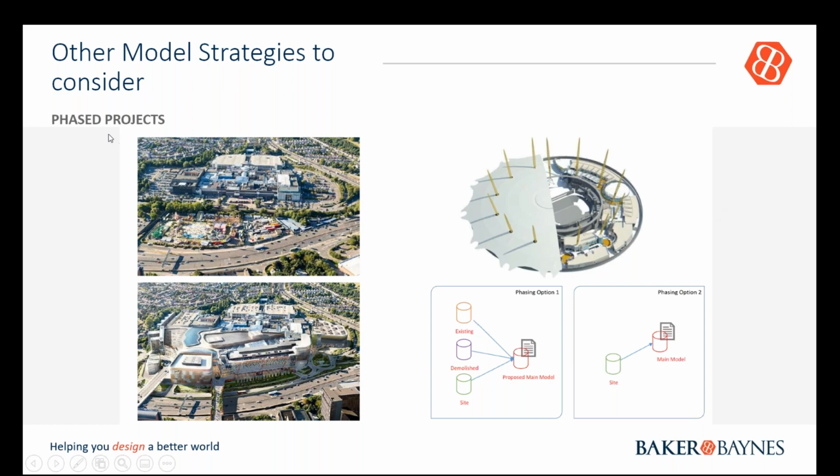The other one here is phased projects. If you're familiar with project phasing in Revit, this is another method that you could use on bigger scale projects. You could maybe separate the models as per phase. So in one model, we could have all existing elements demolished under one element, or link and the site on there. And we can link that in to have a main model.